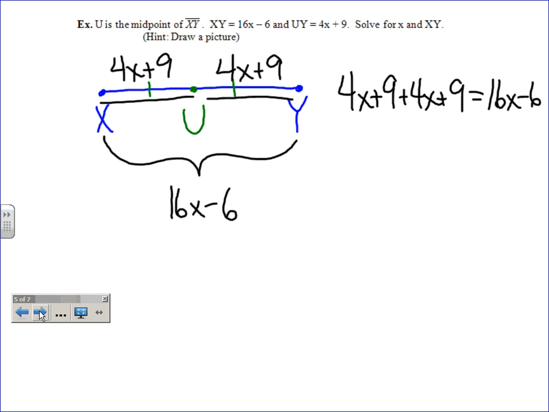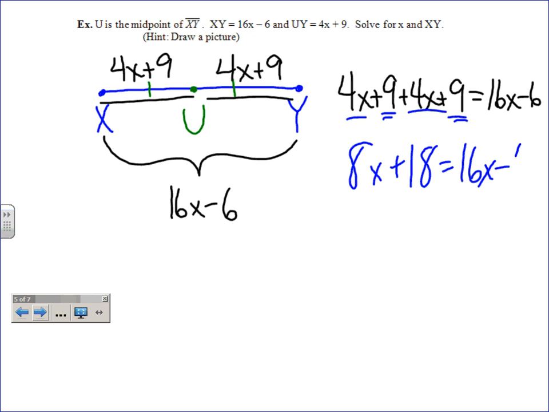Can I add the 4x and the 9 together? Ooh. Well, you could, but you'd be wrong. Right? That is 8x, 18. Uh-oh. That was weird. Smartboard kind of freaked out on me there.